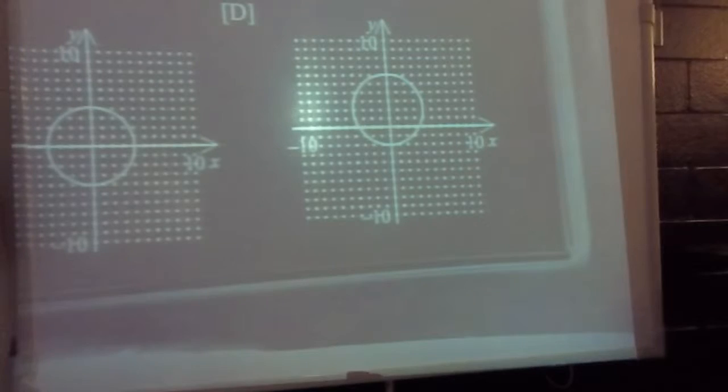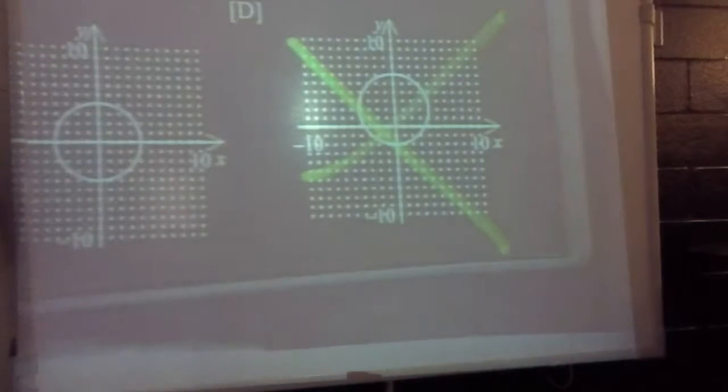It's not centered. This does have a radius of 4, but it's not centered. So if you have x squared plus y squared equals r squared, your circle is centered, and that r squared is your radius squared.